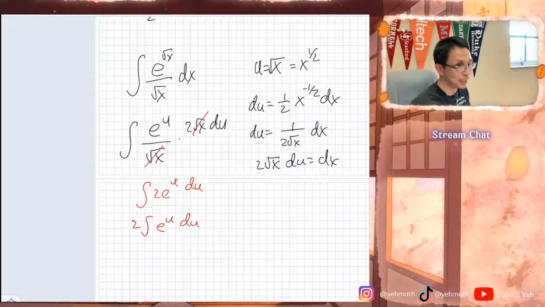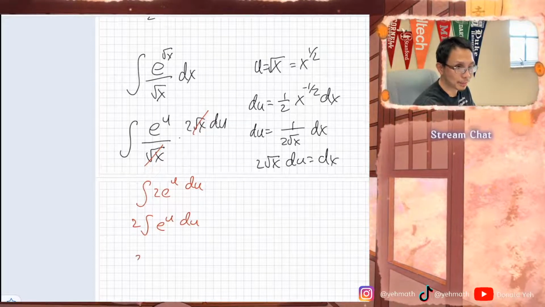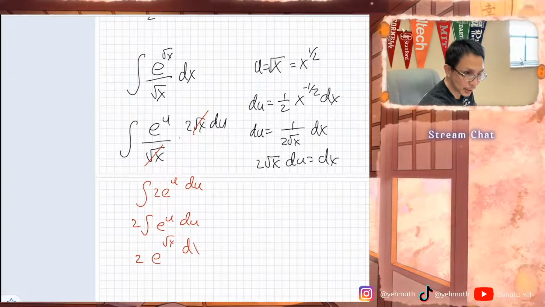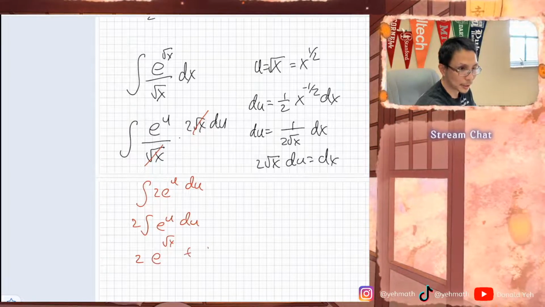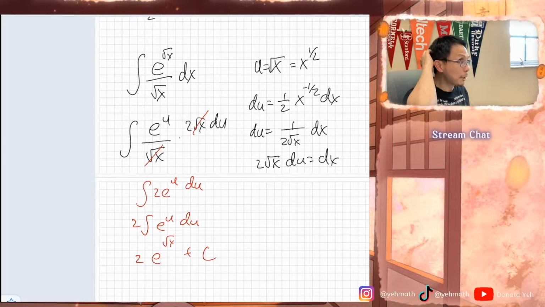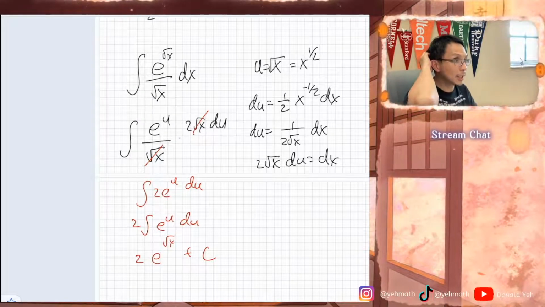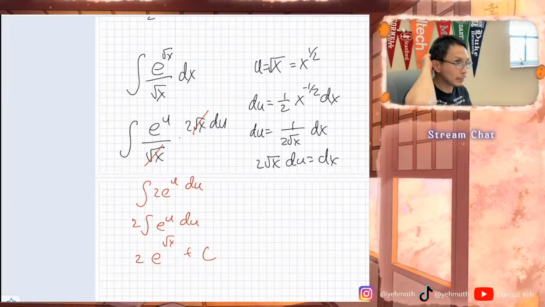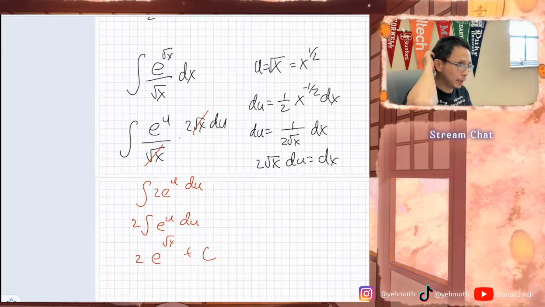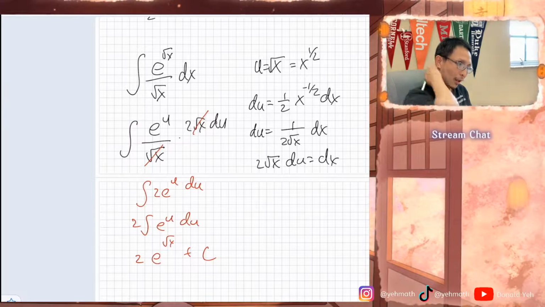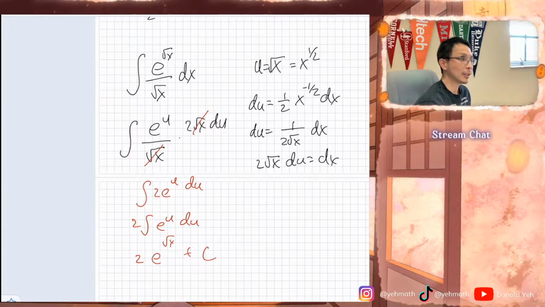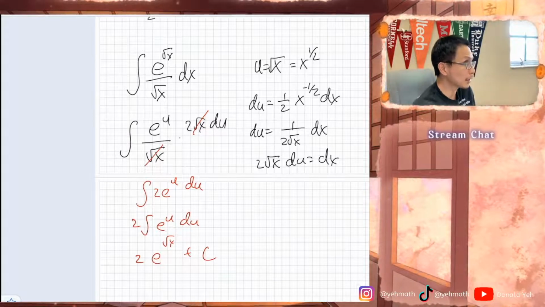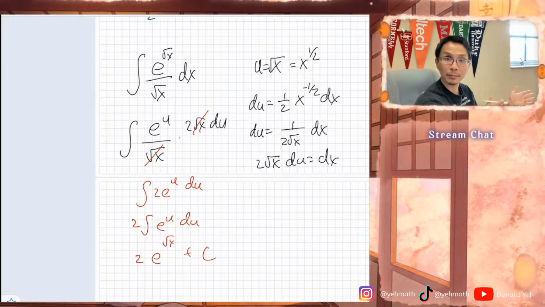So now there's 2e to the u du, and then that's going to be 2e to the square root of x. Oh, not dx, sorry. It's going to be plus c, and that's it. If you don't believe me, take a derivative of this. See if it works. We learned how to take a derivative of this. Okay, so does this make sense? u equal to something that's going to help you solve the problem.